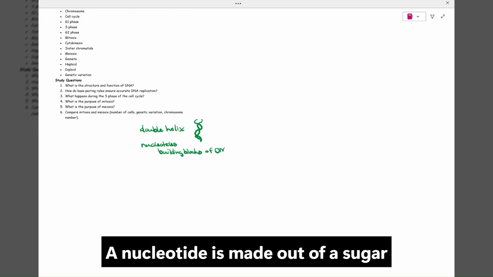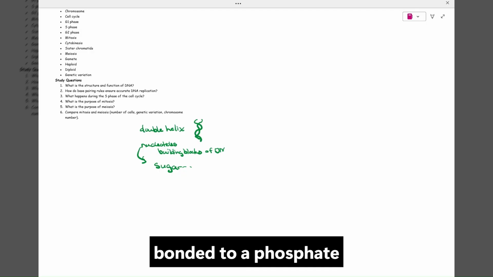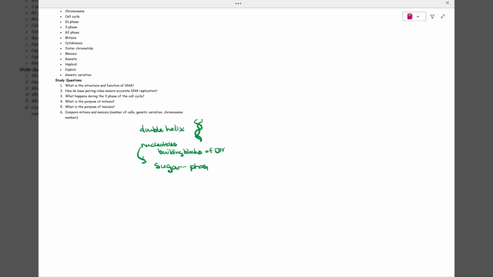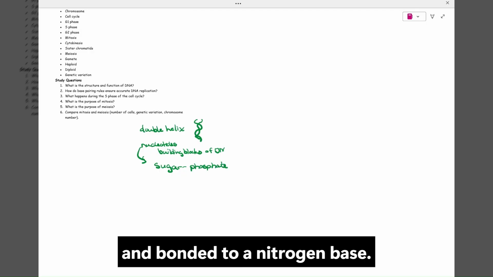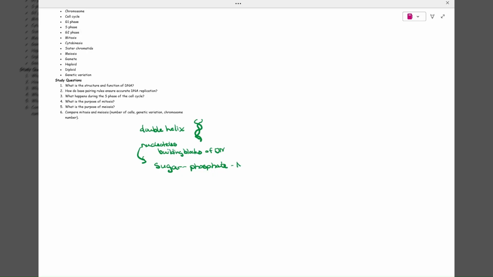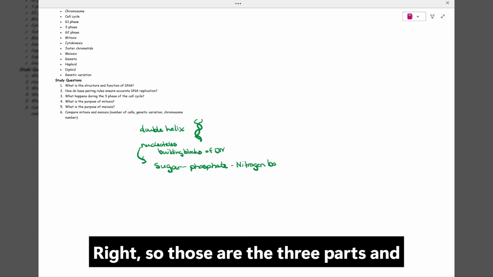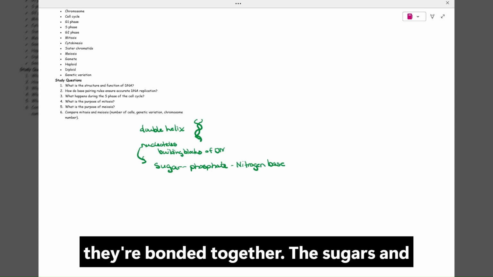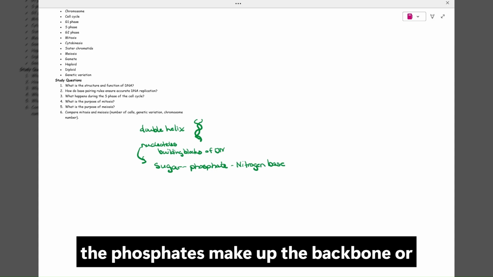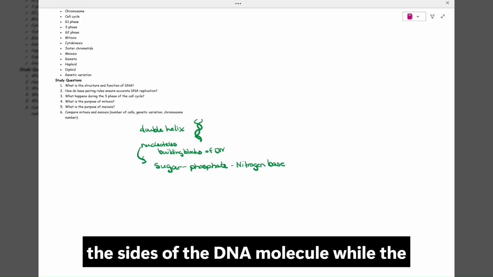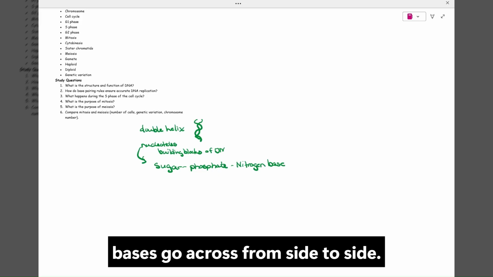A nucleotide is made out of a sugar bonded to a phosphate, right, and bonded to a nitrogen base. Right, so those are the three parts, and they're bonded together. The sugars and the phosphates make up the backbone or the sides of the DNA molecule, while the bases go across from side to side.